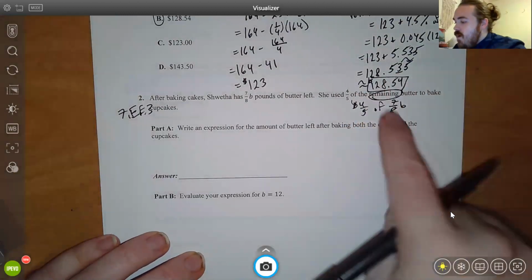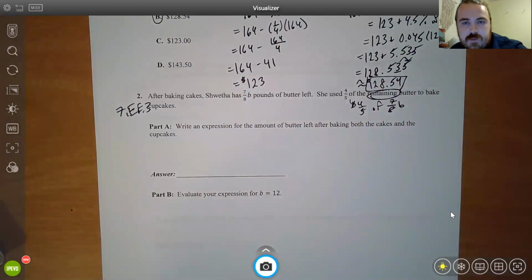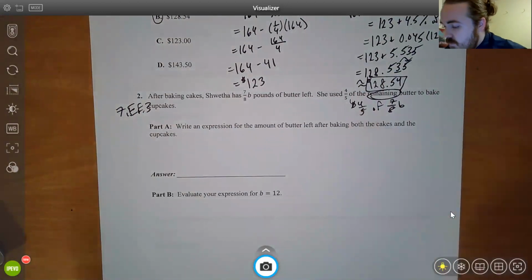7/8. One of the key mistakes I see here, people will put 7/8 minus 4/5 and forget that it has to be 4/5 of something. Just like a percent, it's of something. It has to be a fraction of something. Percents can always be written as fractions.